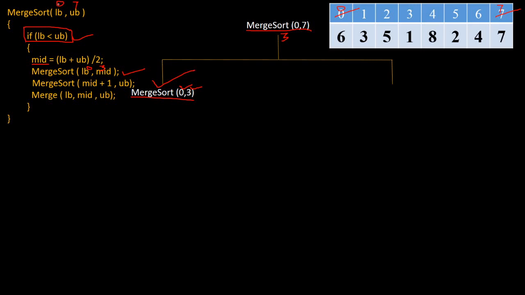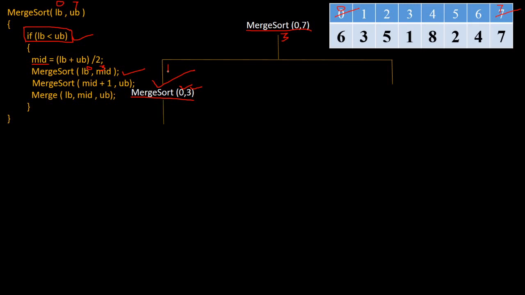When this call starts, the value of LB is 0 and the value of UB is 3. So again compare: 0 is less than 3, yes, come inside and calculate the mid. What is the value of mid? 0 plus 3 divided by 2 is nothing but 1. So the mid value here is 1.